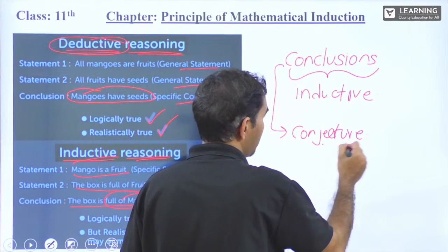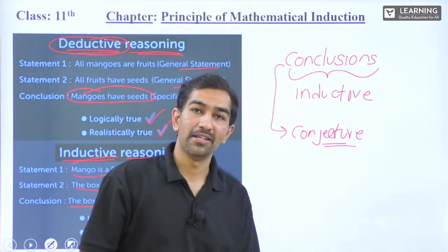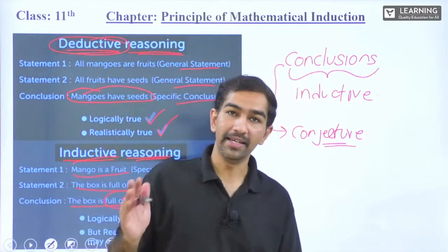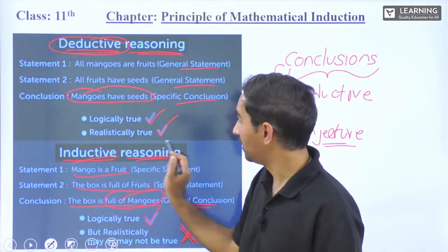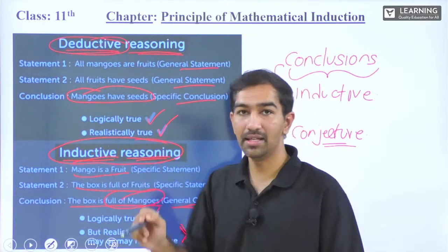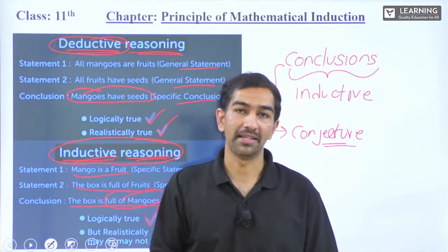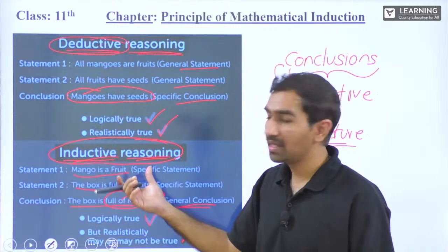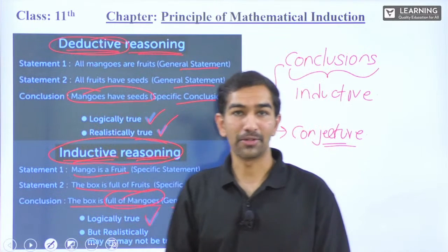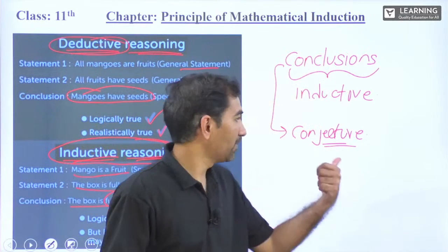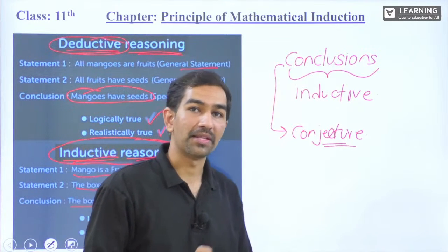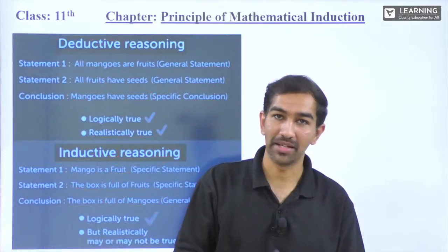Those conclusions are called as what? Conjectures. So these conjectures, we will be mainly using inductive reasoning in our principle of mathematical induction. Once we use this inductive reasoning in the principle of mathematical induction, that is called as what? Conjecture. And whatever conjecture we are getting, this is what we are going to prove in principle of mathematical induction. Okay, moving on to the next one.